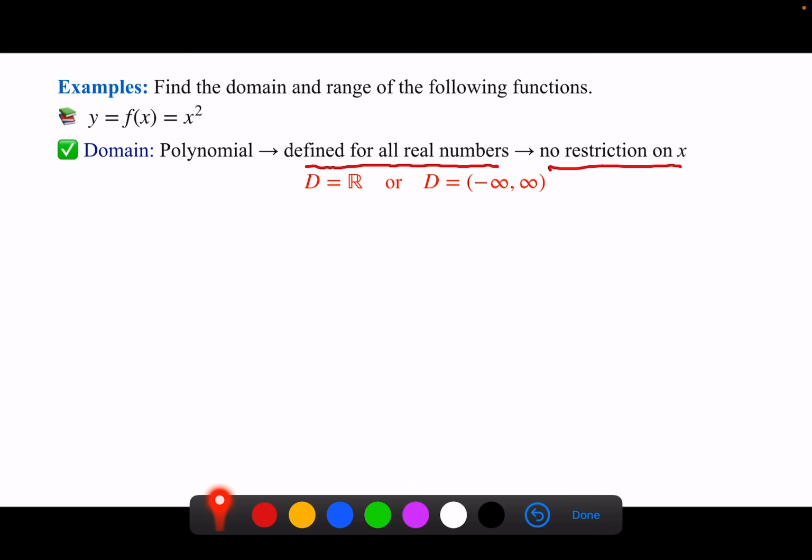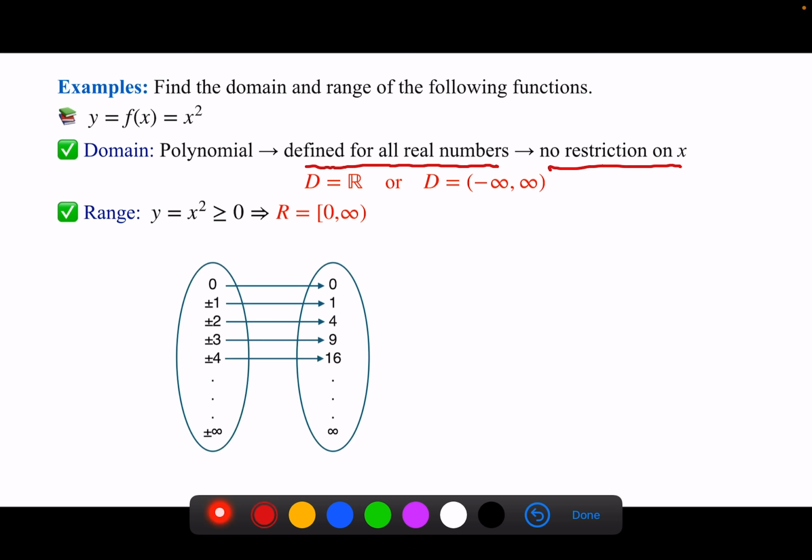Now for range, we observe that square of any real number is always non-negative. That's why we write x square is greater than or equal to 0. So range is closed interval 0 to infinity. Also we try y for some x.